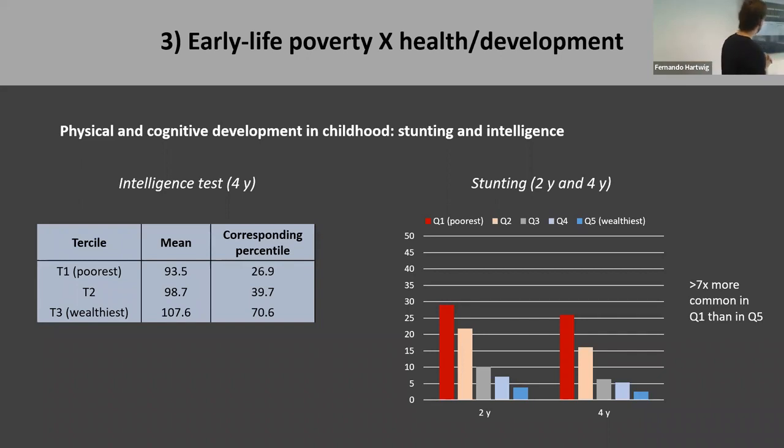Now, if you look at physical development as measured by stunting at ages 2 and 4, I don't think I need to say anything, right? Just a clear social gradient as well. Much higher prevalence among the poorest subset, the red bar, compared to the wealthiest subset, which is the blue bar.